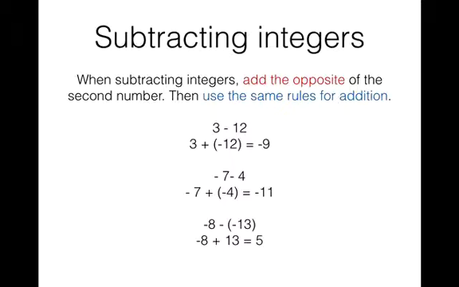Now the last example, you're subtracting, you have a negative 8 and you're subtracting a negative 13. The negative 13 becomes a positive 13, and then you add it. So a negative 8 plus 13 ends up to be 5, and it's a positive 5 because 13 is greater than 8, than the negative 8.